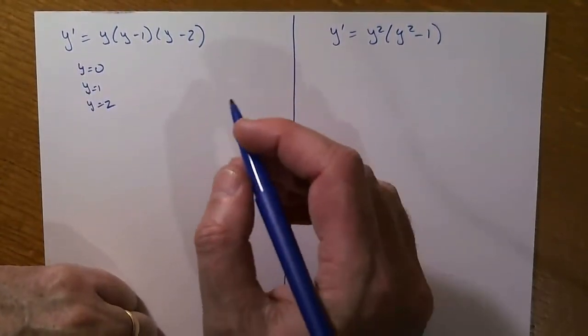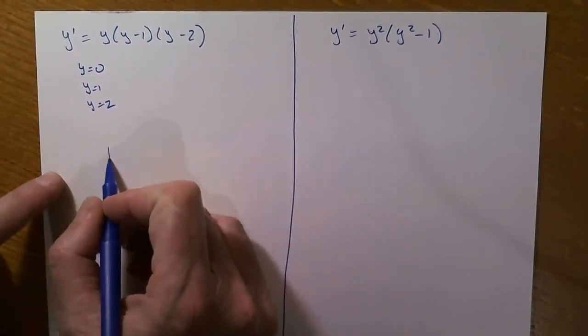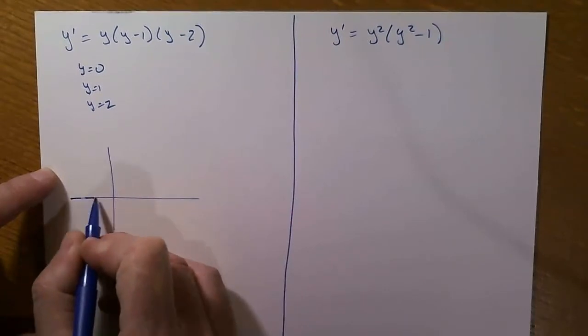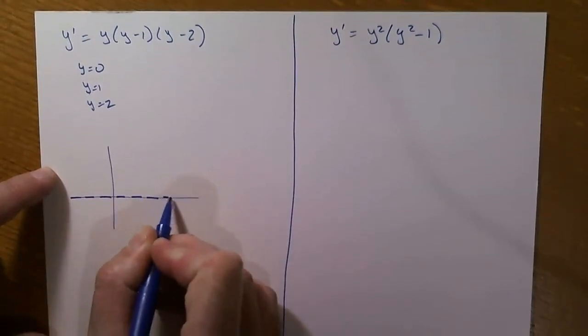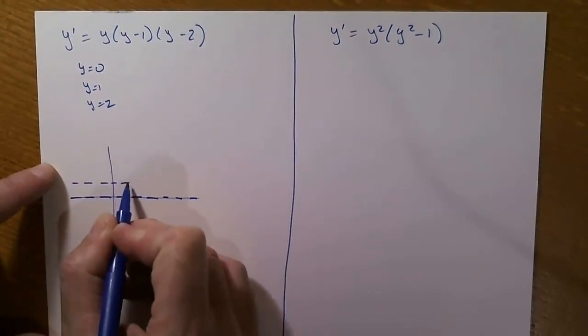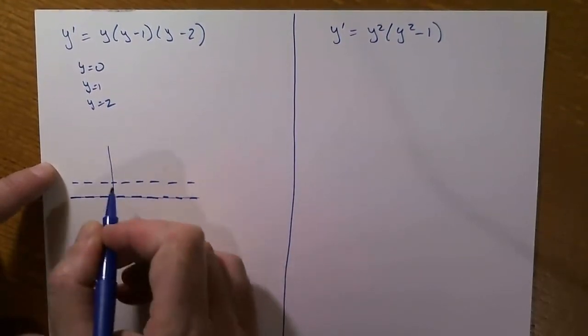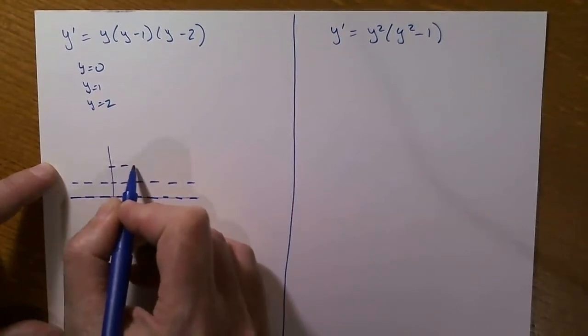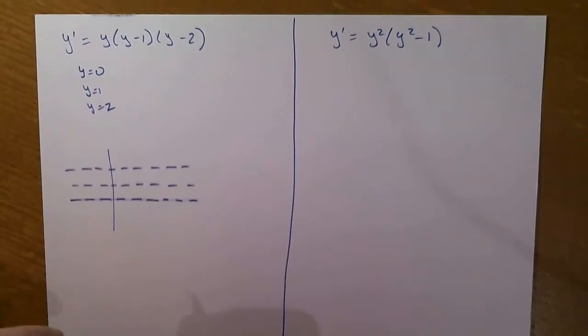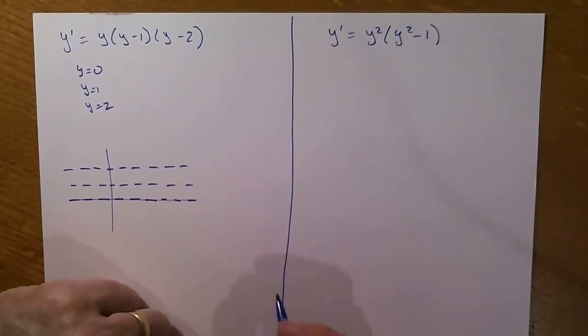So when I'm drawing the slope field, what I know is that at y equals 0, the slope is always 0. When y is 1, the slope is always 0. And when y is 2, the slope is always 0. Now there's a matter of what's going on in between.